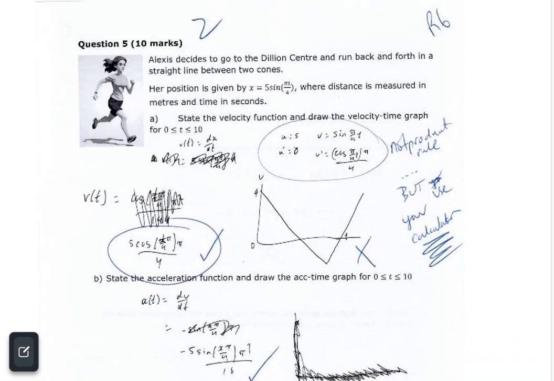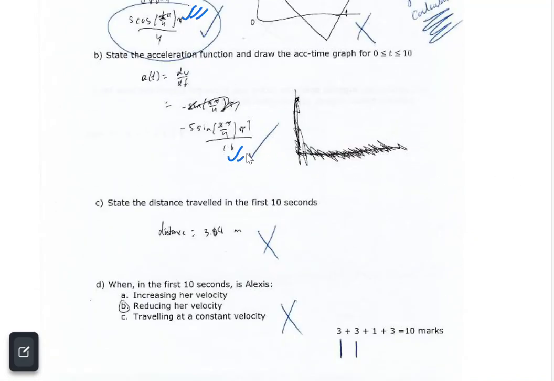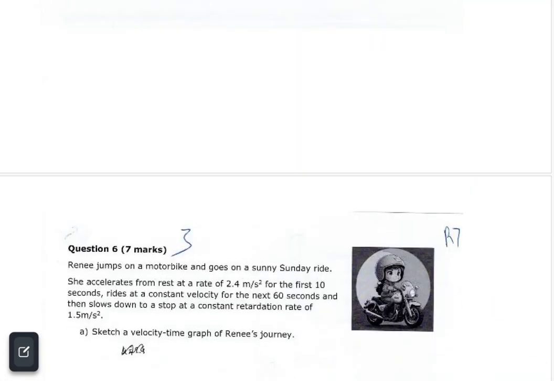Question number 10, this is the correct derivative, but the graph has to be a cos curve. So it's going to look something like this. This is the correct equation. This is going to be a negative sine curve. And then, of course, you don't have these because you didn't have the graphs.